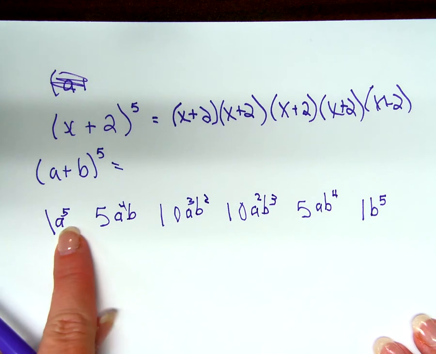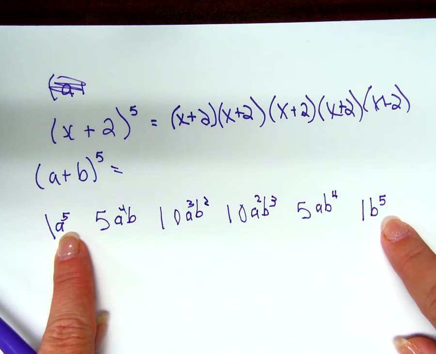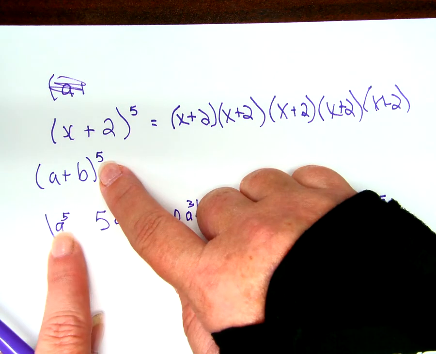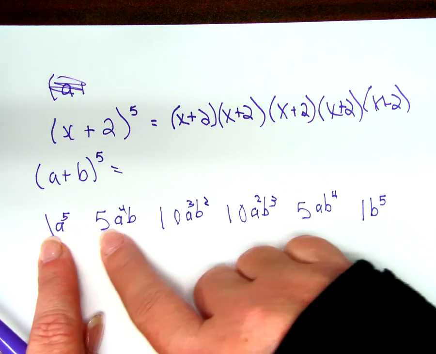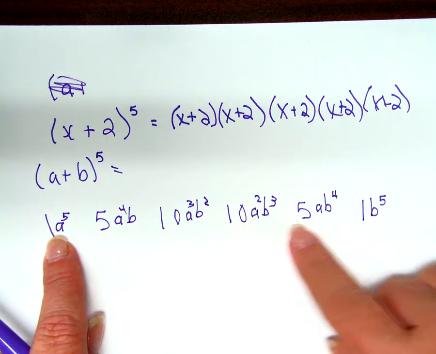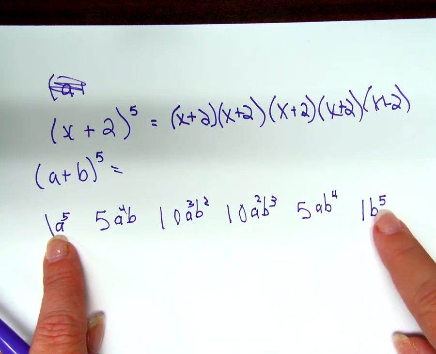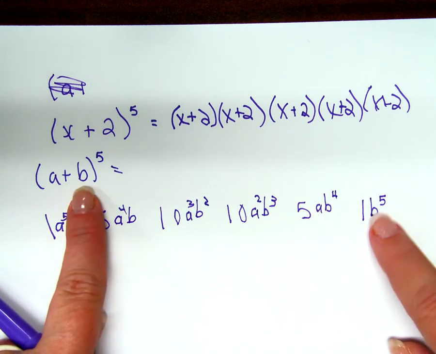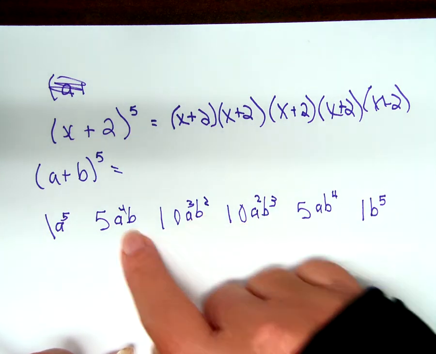Now, is there really a b here? Is there really an a here? Yeah, it's to the 0, right? So it's just a 1. We don't need it, so we don't write it. But I start with a of whatever exponent I have. So a to the 5th. The next term is 1 less, 1 less, 1 less, 1 less in the exponent. Does that make sense? Then at the end, the b is b to the 5th. And then the previous term is the 4th, and the 3rd, and the 2nd, and the 1st.